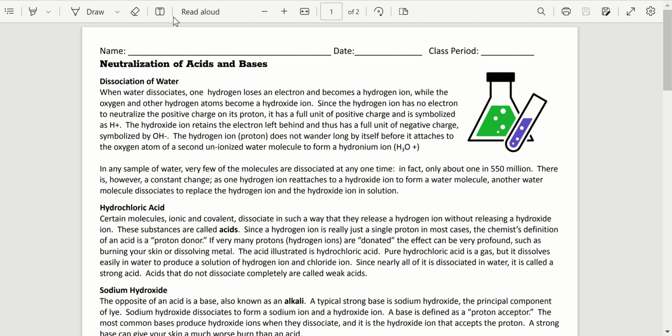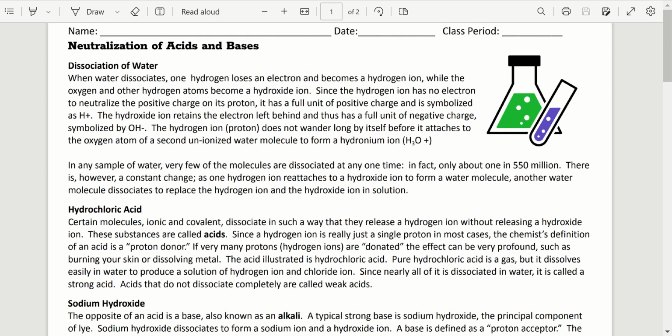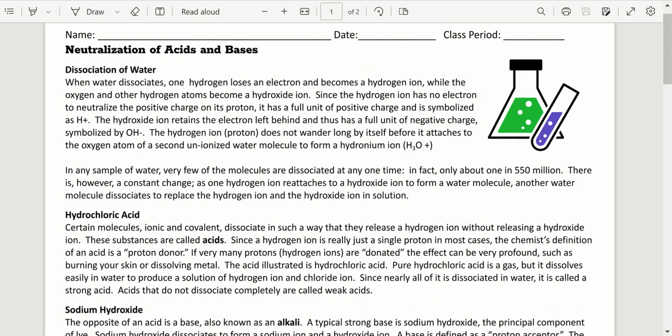All right, let's look at this sheet. Here we have neutralization of acids and bases. So I am going to mark this up as I read it.